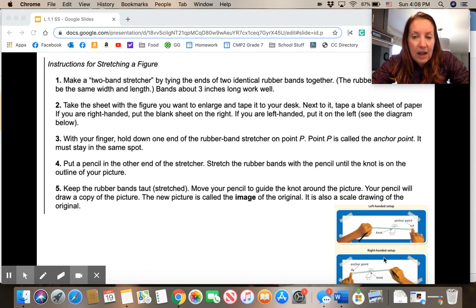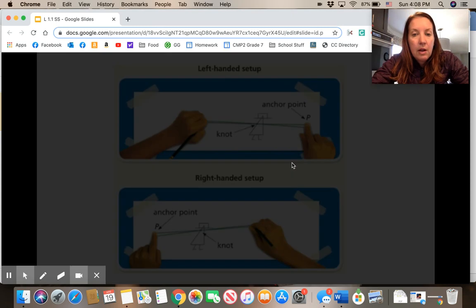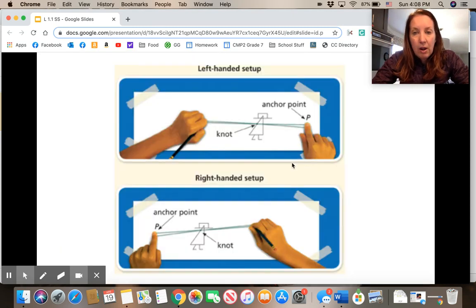Move your pencil to guide the knot around the picture. Your pencil will draw a copy of the picture. The new picture is called the image of the original. It is also a scale drawing of the original. So again, you have this in your book, or you could pause the video. I'm going to go to the next page here and show you the bigger drawing.